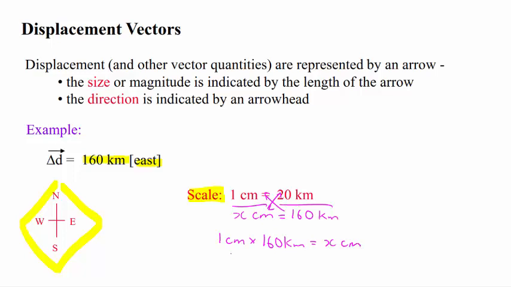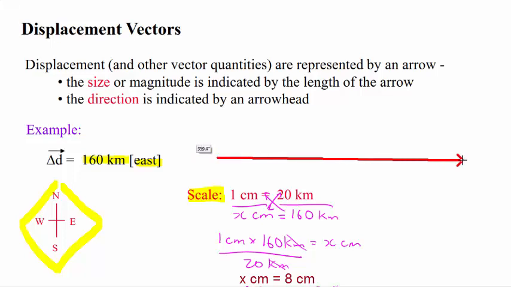Remember that our 20 and our x, because we cross multiplied here, switch spots. That's over 20. So our kilometers are going to cancel out, and our unknown length of centimeters is going to be equal to 1 centimeter times 160 over 20, and so that's going to be 8 centimeters long. And to draw this out diagrammatically, I would simply take a ruler and I would measure out 8 centimeters.